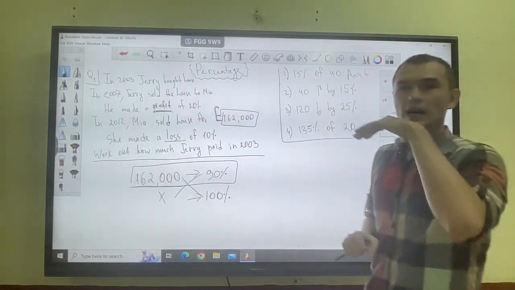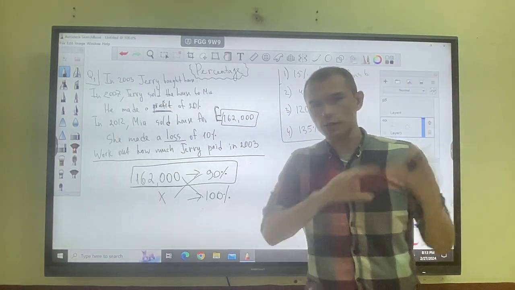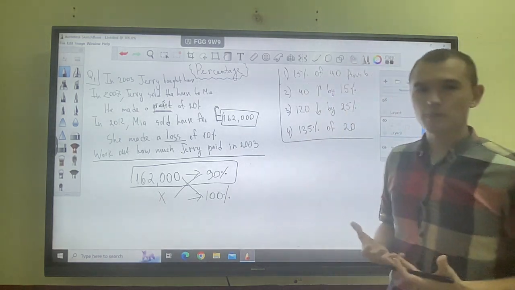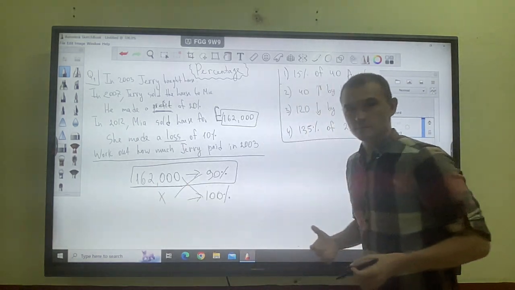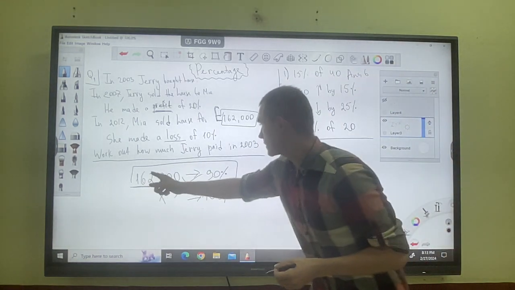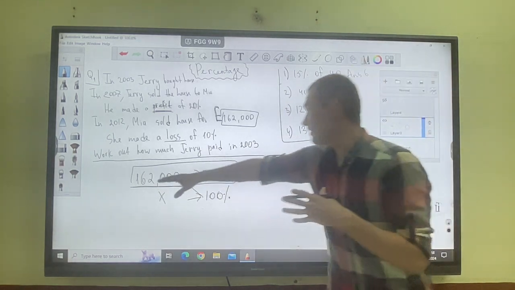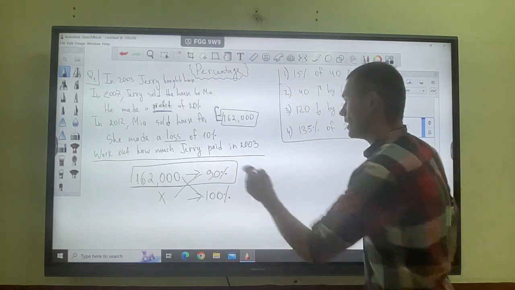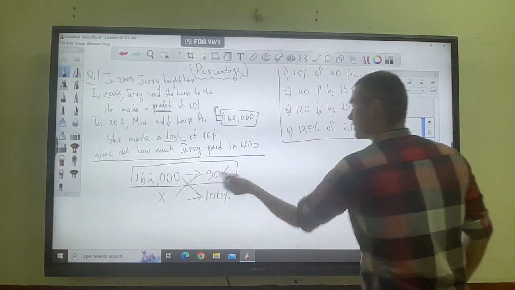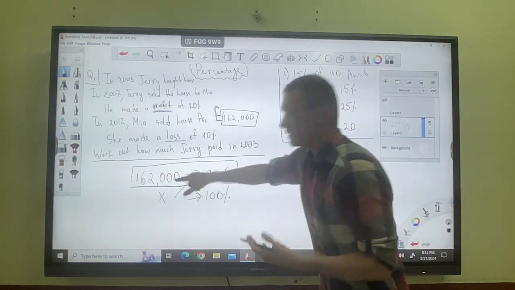How may we understand whether any number, even a huge number, is divisible by 9 or not? If the sum of digits of 162000 is divisible by 9, then this number is also divisible by 9. So 1 plus 6 plus 2 will give us 9. 9 divided by 9, which means this number is divisible by 9.